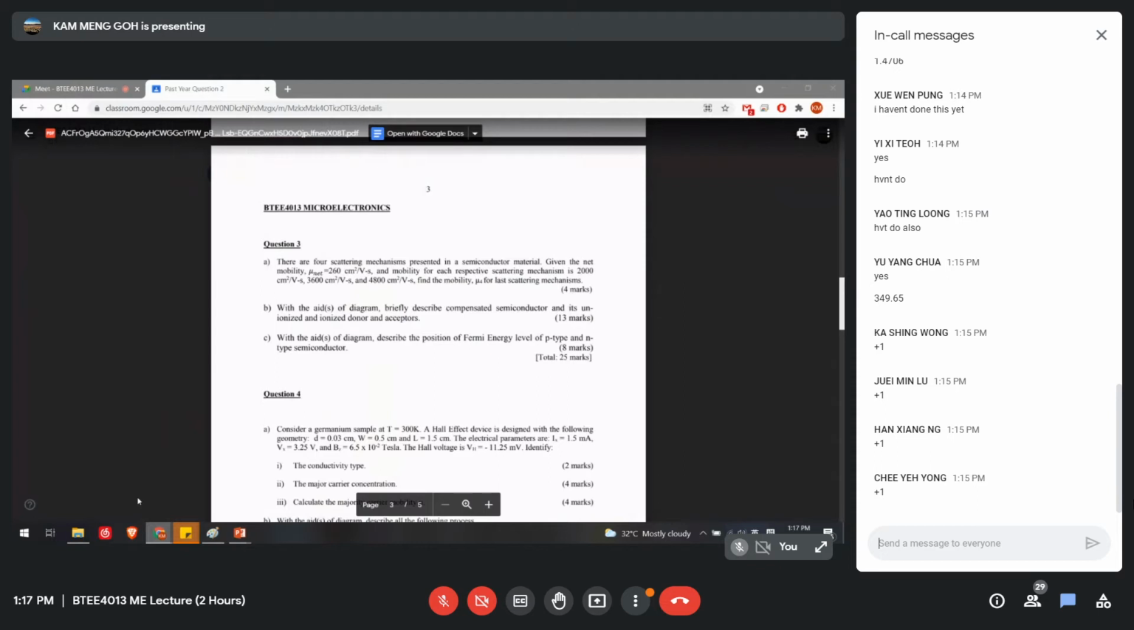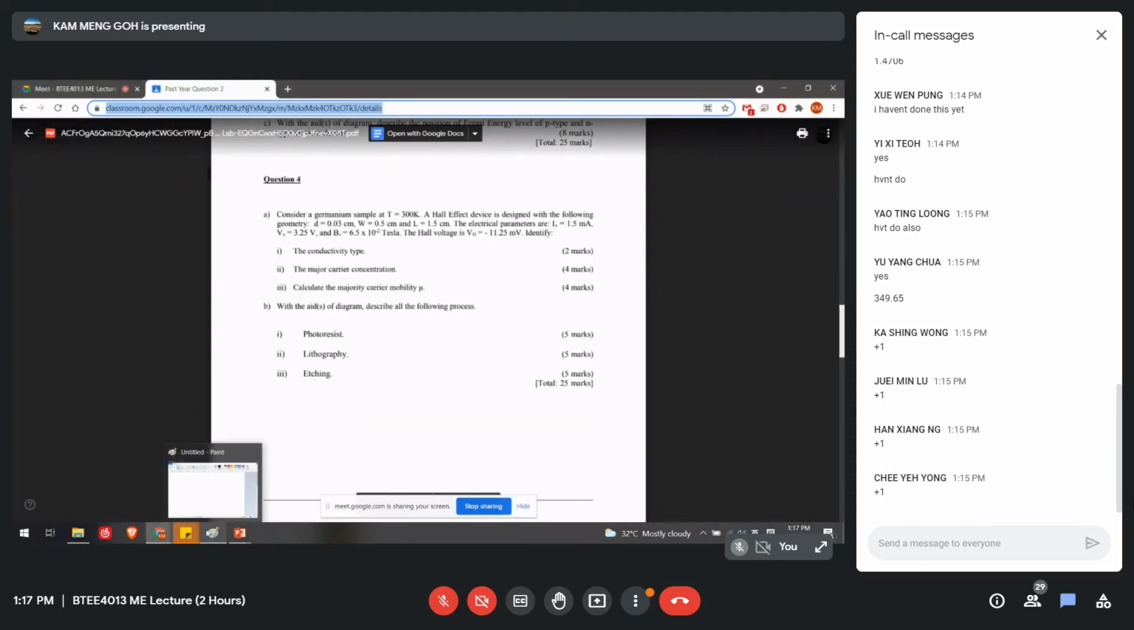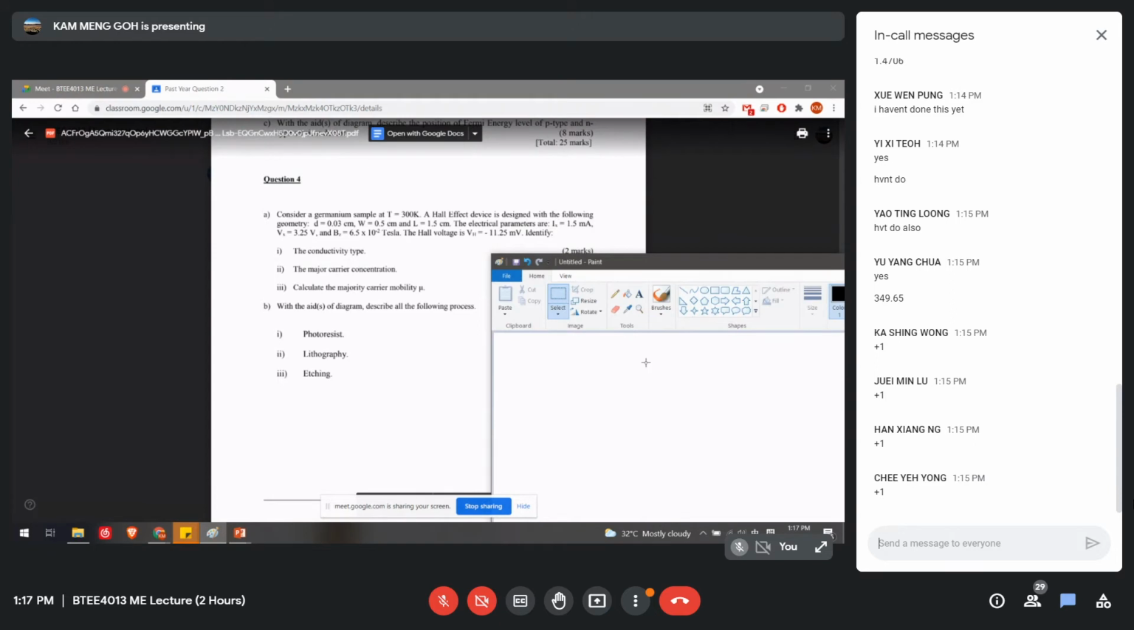Consider a germanium sample at T equals 300 K. The Hall effect device is designed with the following geometry. D equals 0.03 cm, W equals 0.5 cm, L equals 1.5 cm, Ix equals 1.5 mA, Vx equals 3.25, Bz equals 6.5 times 10 to the power negative 12, VH equals negative 11.25 mV.